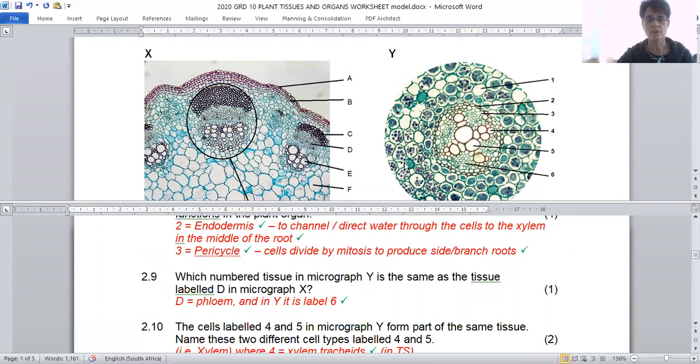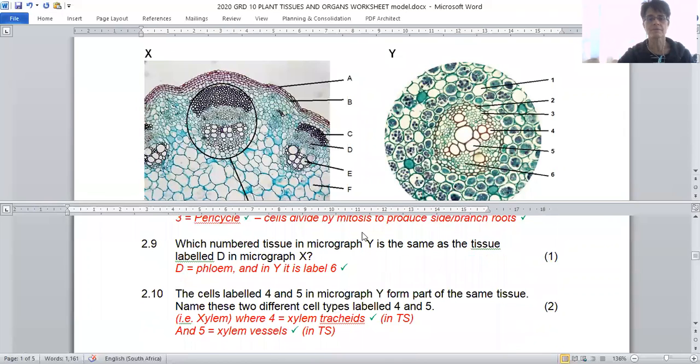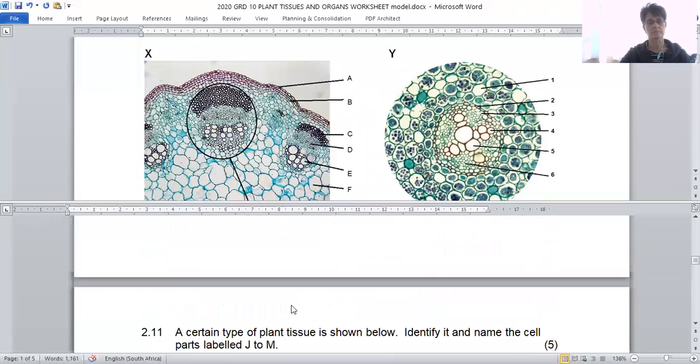Number 9, which number tissue in micrograph Y is the same as tissue D? Well, D is phloem, and phloem in the root is found in between the arms, the tissue number 6. The cells labeled 4 and 5 in micrograph Y. So 4 is xylem, looks like little ones, tracheids, 5 is vessels. Okay, name these two. So xylem tracheids, xylem vessels. I put extra information in here. They are xylem. You're looking at them in cross-section. You're cutting across the length of these cells.